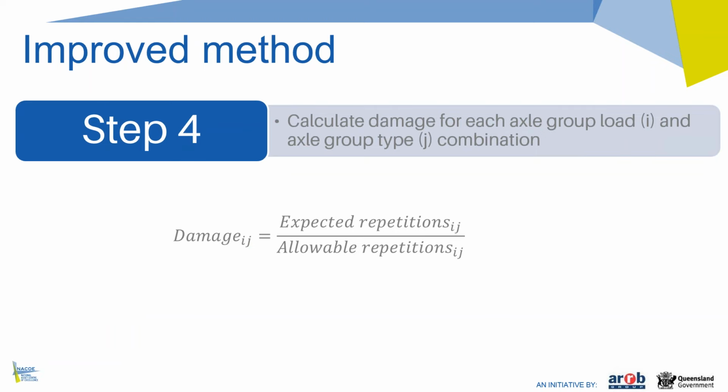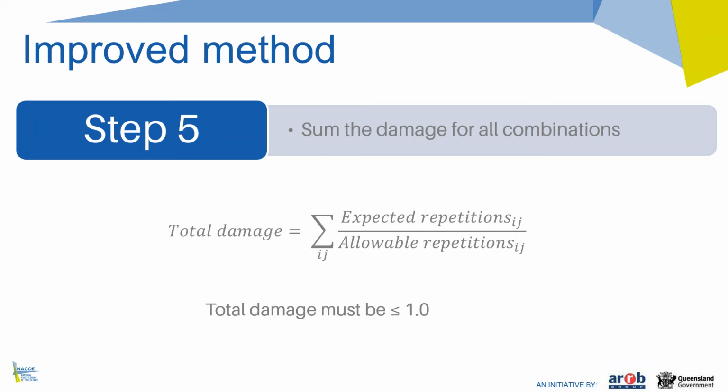The asphalt fatigue damage can then be calculated for each combination of axle group type and load. That's done by dividing the expected repetitions, which is our design traffic, for that combination by the allowable repetitions from step 3. This is very much the same, or at least a very similar procedure to what is done for concrete pavements in the current asphalt pavement design guide. Those increments of damage are then summed to give the total damage, and this must not exceed 1 for the pavement to be acceptable in terms of asphalt fatigue damage. If it is greater than 1, we go back to the start, maybe thicken up the pavement, and repeat the process.